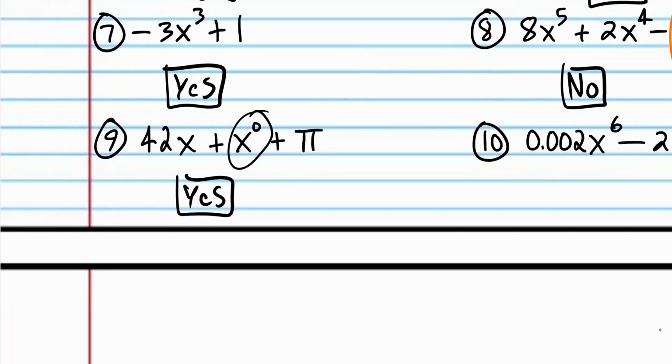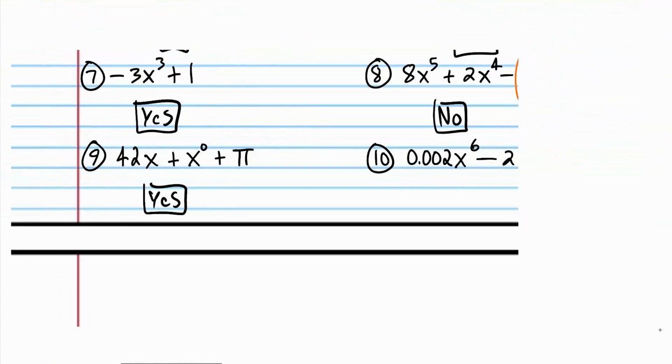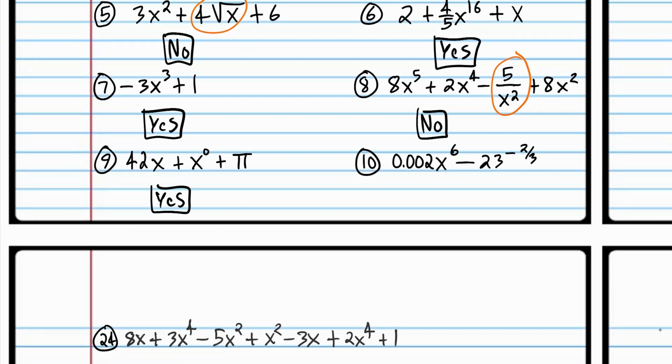Now this right here, you might think, well, what about x to the 0? Well, 0 is a whole number, so that's okay. Also, that just simplifies to 1. X to the 0 power is 1. So 1 is okay, as we saw up here. So that was kind of a trick problem. Now for number 10, it's not a polynomial because of that term there. We have a negative exponent, and it's also a fraction.